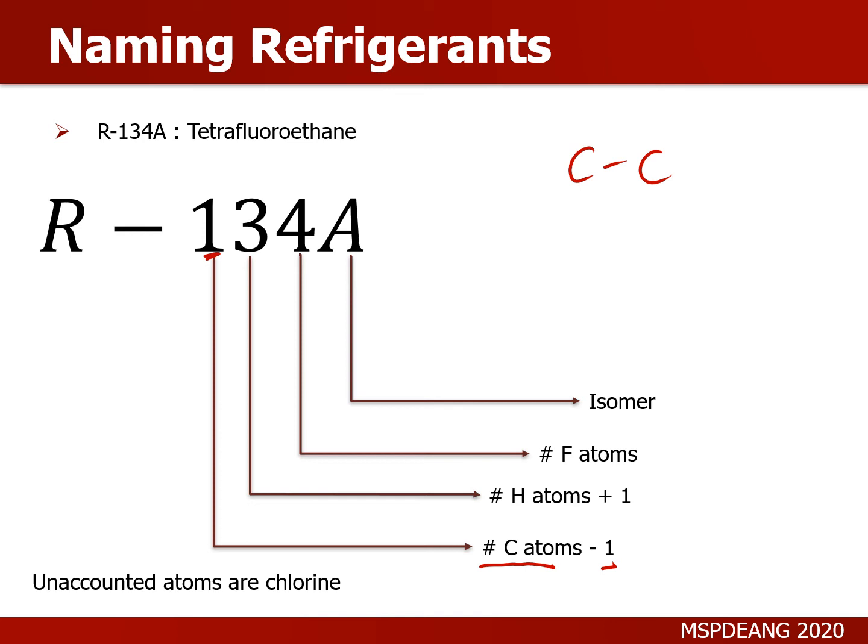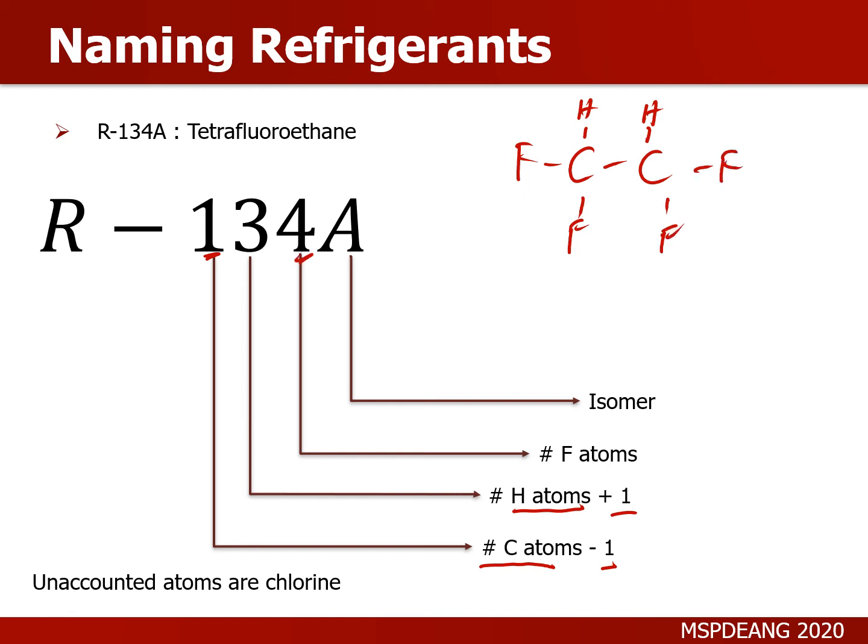Okay, and then the second number represents the number of hydrogen atoms plus 1. Okay, so H atoms plus 1. So we have 3, which is equal to number of H plus 1. So you have 2 H atoms. Okay, something like this. And then the number of fluorine atoms is yung last part.